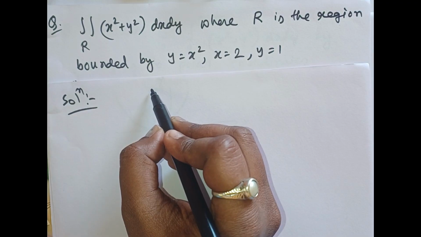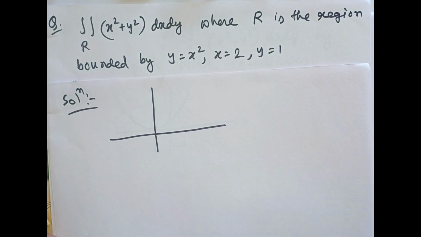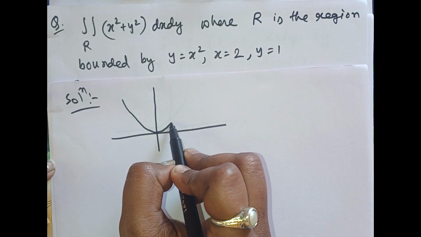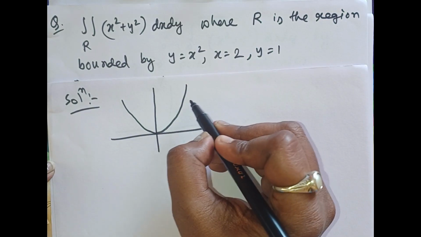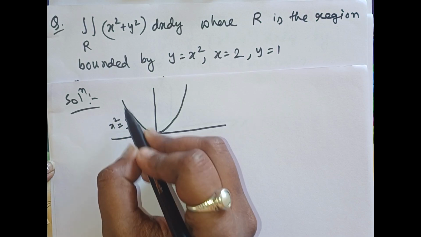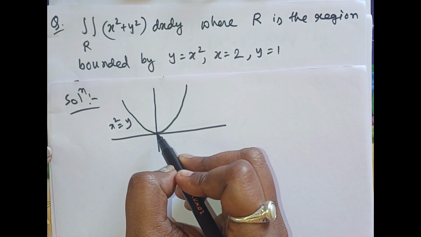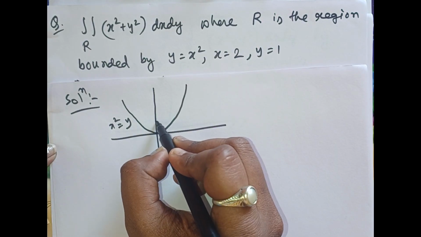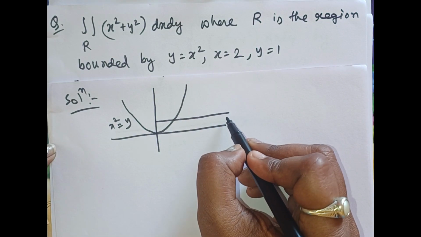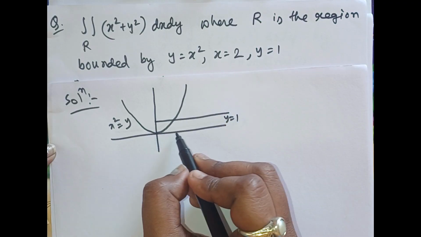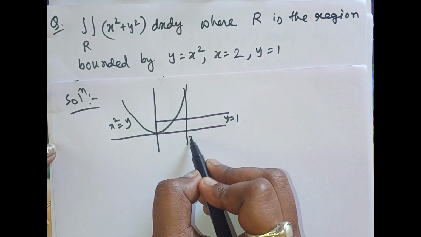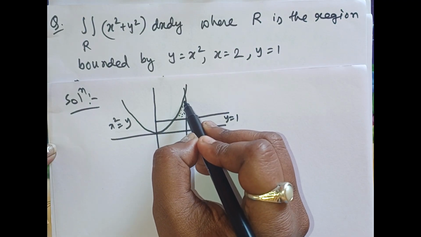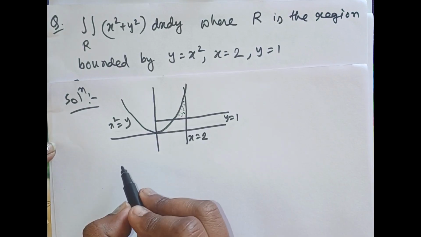Let this be the x axis and y axis, and since x square equal to y is the parabola, this is an upward parabola. Let us name it x square equal to y, and let us draw y equal to 1. y equal to 1 is this line parallel to the x axis, and x equal to 2 is the line parallel to the y axis. So the region R is actually this shaded region, because it is bounded by these three curves.